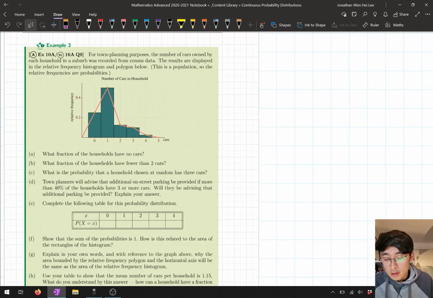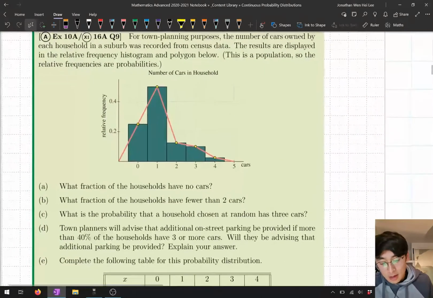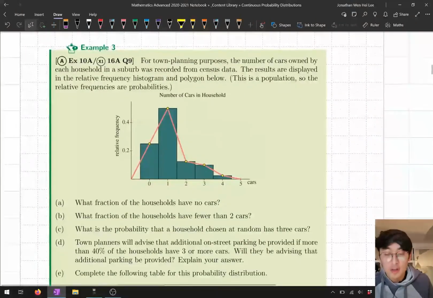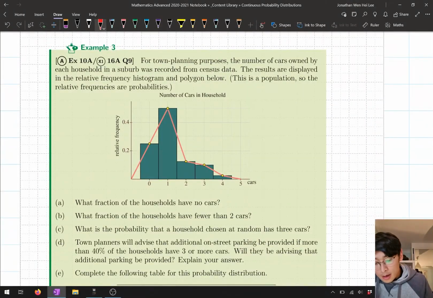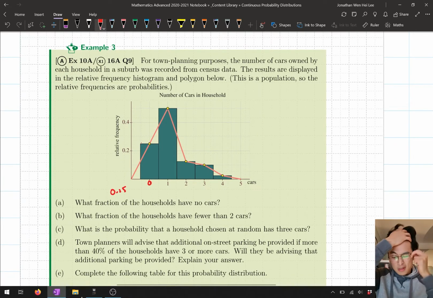So this is a population, so the relative frequencies are probabilities. So here, our relative frequencies are probabilities. So what this tells us is the probabilities that each household would have this certain number of cars. So let's have a look. It tells me that if the number of households that have 0 cars, it's a probability of roughly 0.25. So there's a 0.25 chance of a household having 0 cars. That's what this relative frequency histogram tells me.